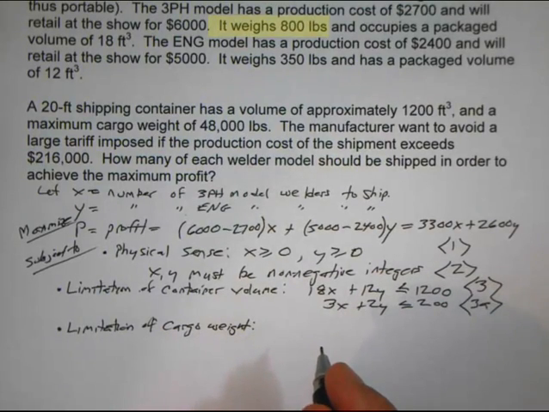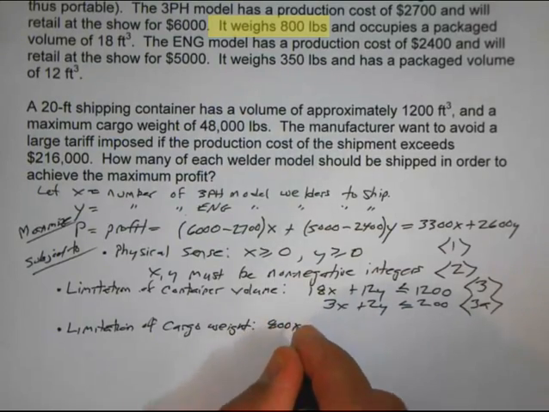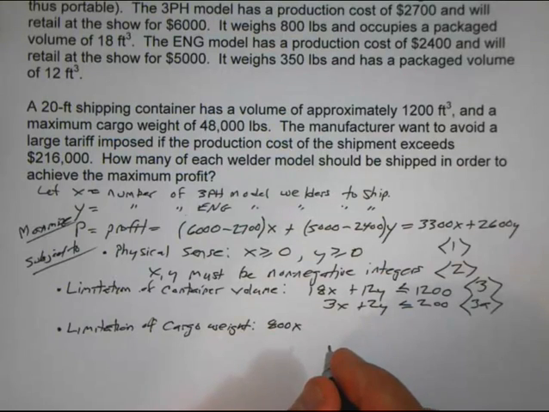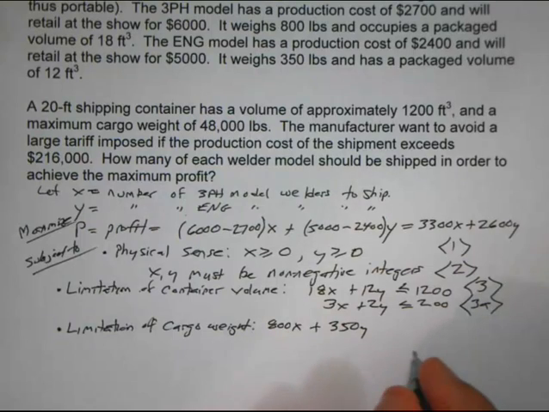Let's look at that Model 3 pH. The specs there say it weighs 800 pounds for one, so 800x for all of them. And then there are the E&G models being shipped. The specs point out one of them weighs 350 pounds, so 350y for all of them. And now this has got to be less than or equal to that 48,000 pounds.